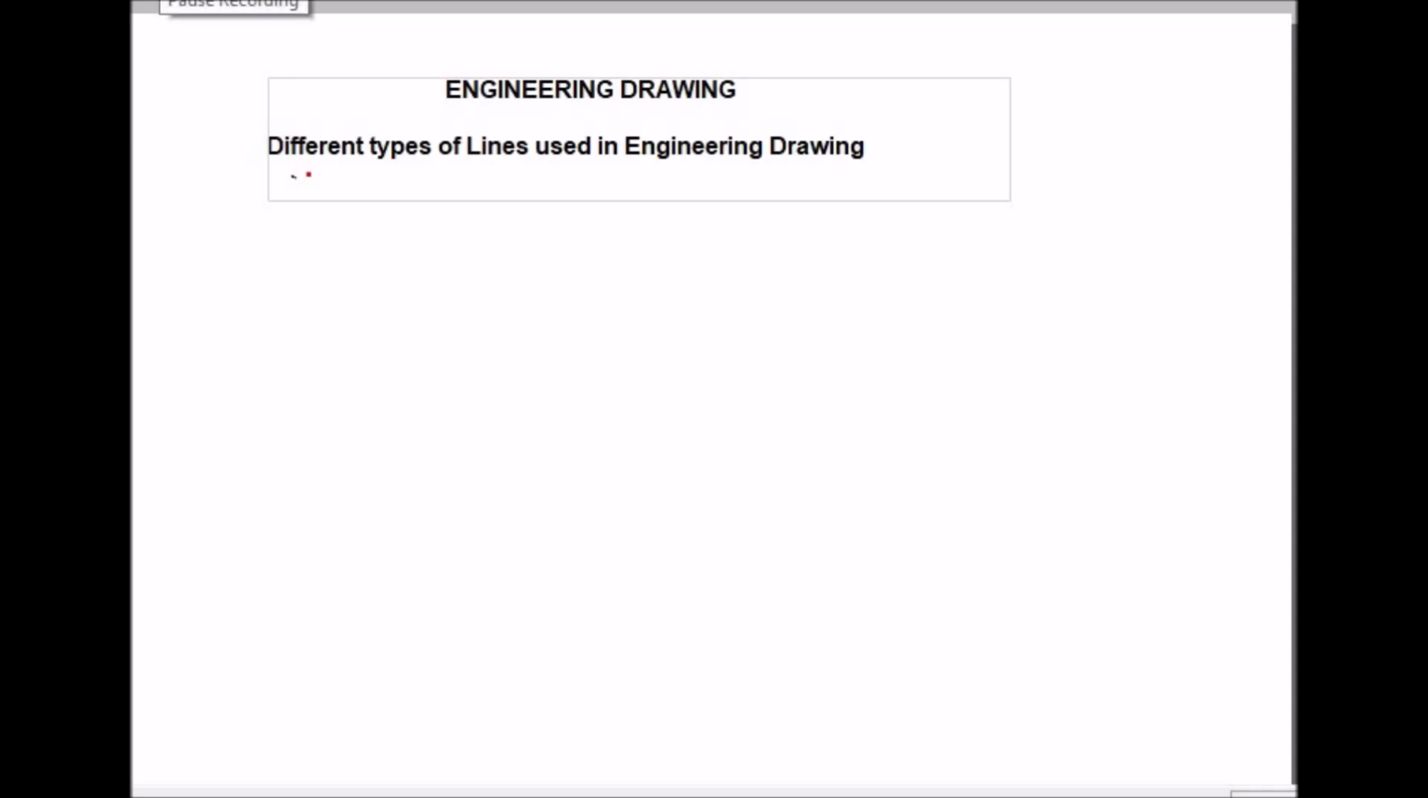Today we are going to discuss different types of lines used in engineering drawing. We have earlier said, or known already, that engineering drawing is a technical language used by engineers. So everything that we draw in a drawing sheet indicates a particular idea. This is very important that we learn this. Different types of lines indicate different notations or ideas that we draw in an engineering drawing.